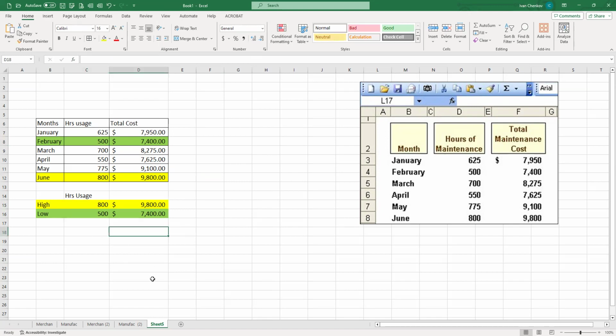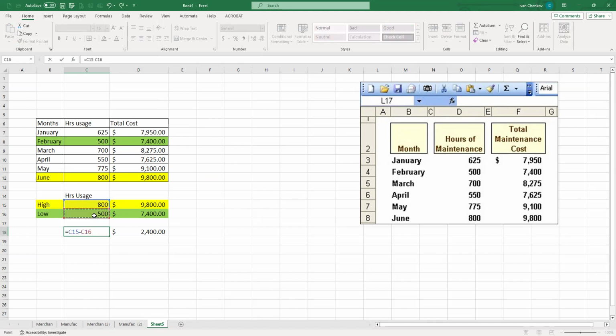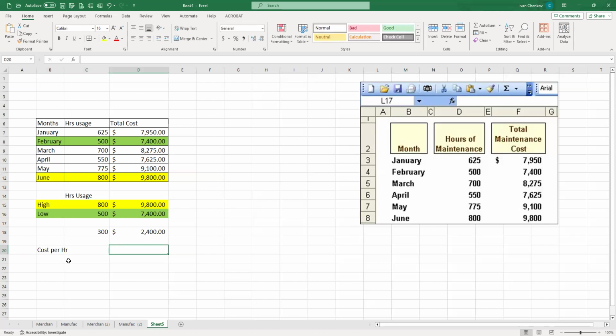What's the difference between low and high? The difference is this one minus that one as a cost, and the difference as a usage is 800 minus 500, that's 300. Next thing that I have to do, I have to get the cost per usage, which is per hour in this case. How am I going to get the cost per hour? Well, obviously the cost will be my numerator and the usage will be my denominator. So I'm going to take this cost divided by 300. So the cost per hour for me is $8.